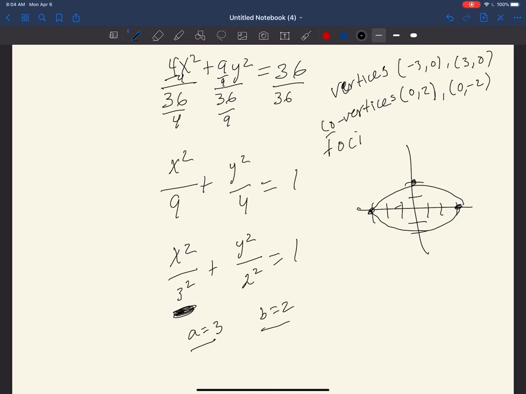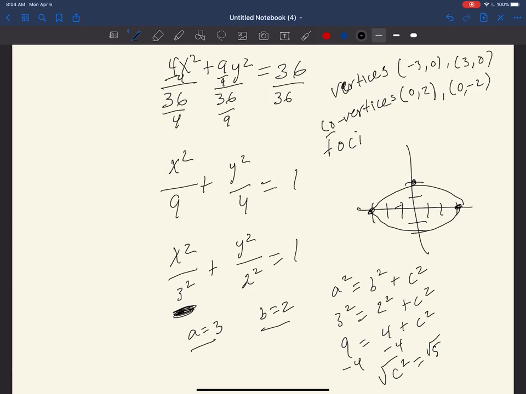Remember your relationship, a squared equals b squared plus c squared. So a is going to be equal to 3. Then we have to square it. B is going to be equal to 2. We have to square it. And then c, we don't know. That's what we're looking for. So that will be 9 equals 4 plus c squared, minus 4, minus 4. So that will be c squared equals 5.